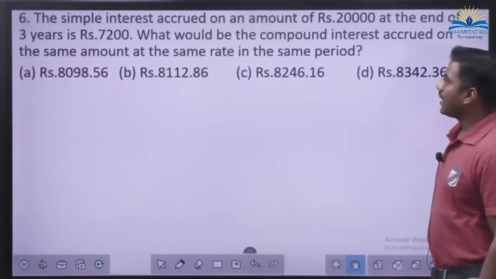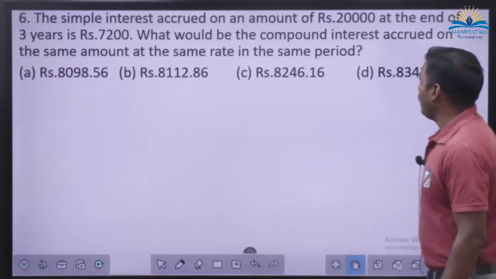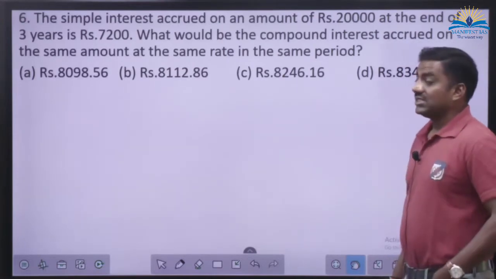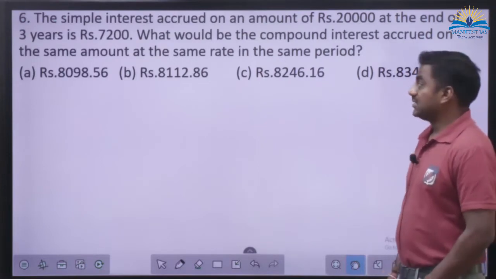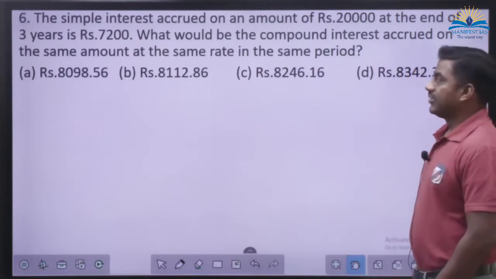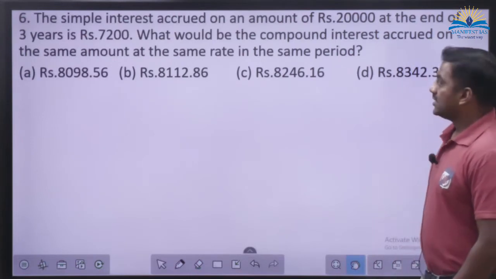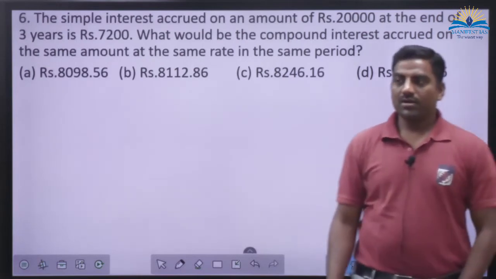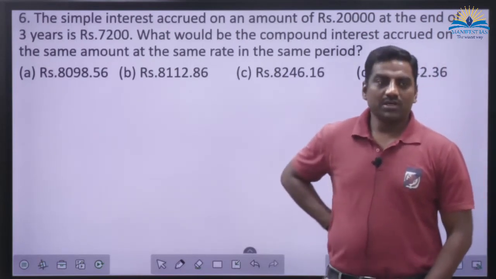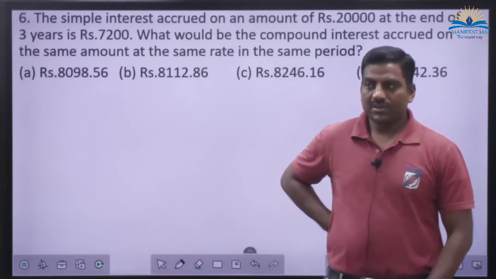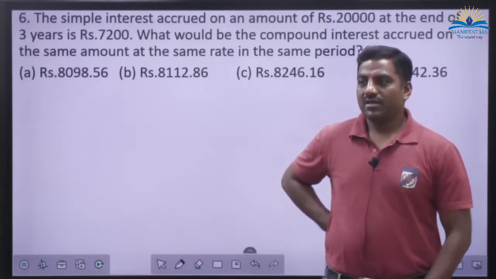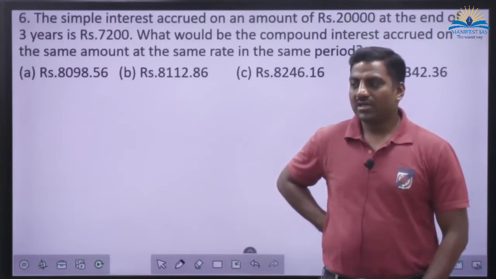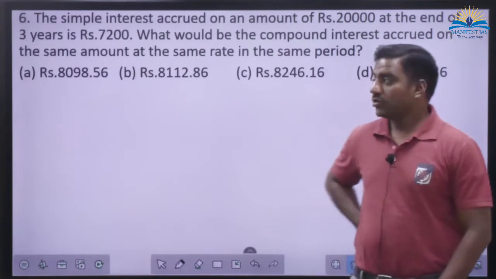The simple interest accrued on an amount of rupees 20,000 at the end of 3 years is 7,200. So we have earned 7,200 rupees in 3 years. How much will we earn in 1 year? 1/3 of it, 2,400.